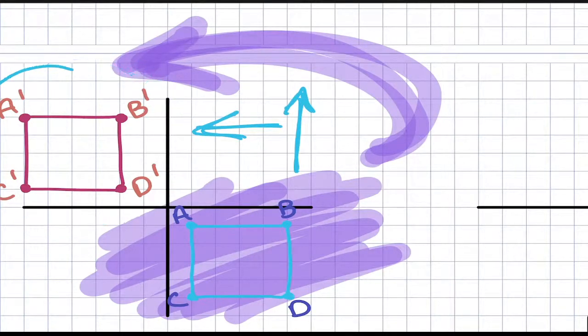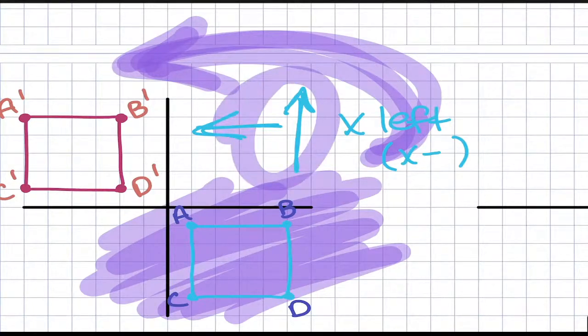What does that mean for your X and Y? Don't worry about how many. What does that mean for your X and Y, though? Okay, hopefully you said that means your X has got to go left, which means your X has got to be minus something. And hopefully you saw that that means your Y has got to be going up, which means it's got to be Y plus something, okay? We don't know what yet.